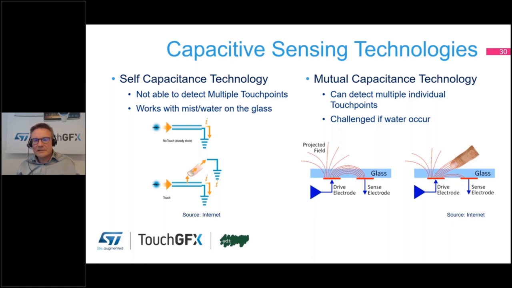But today, actually, we have some very nice new controllers that work with both technologies integrated, and it can actually switch from one mode to the other mode, and it can detect if there is water on the glass. Then it can switch to self-capacitance and only enable single touch. And if the water is wiped off or running off, then it can switch back to the mutual capacitance technology, meaning you can start using two fingers again or more. But if you have a very thick cover glass on top of it, then obviously the sensitivity will be reduced. So there is always a compromise to be reached there.